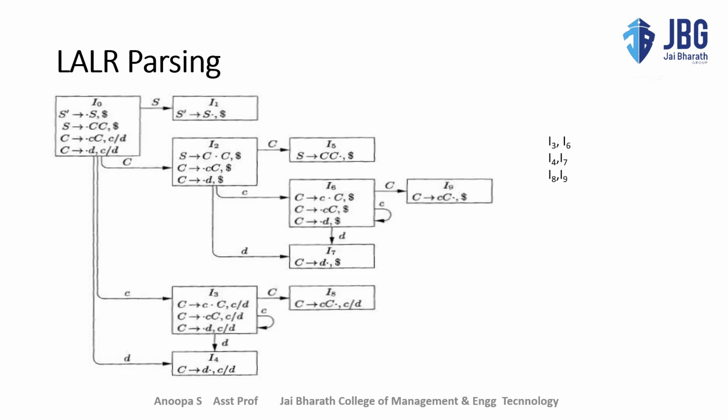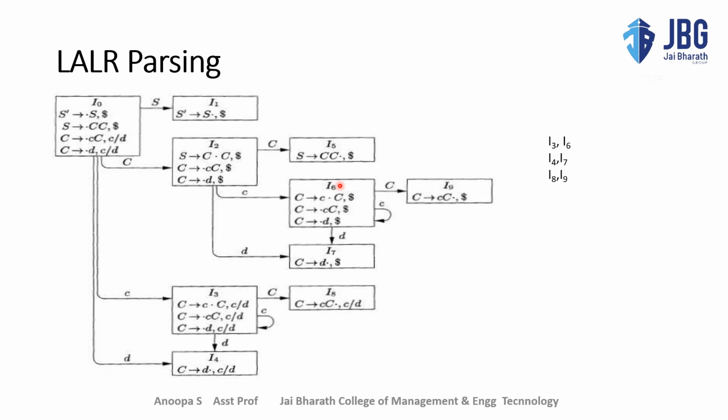This is the grammar that we had discussed for the CLR parser, and these are the LR(1) items that we got. Now see how many states there are with the same core. When you take the states I3 and I6, they have the same core. The only difference is that here the lookahead symbol is dollar and here the lookahead symbol is c or d. So I can merge these two states into a single state.